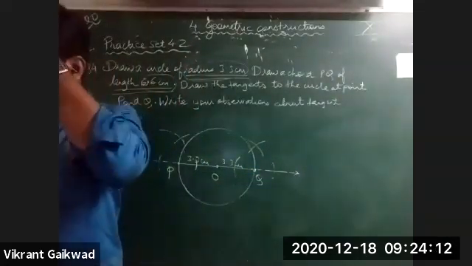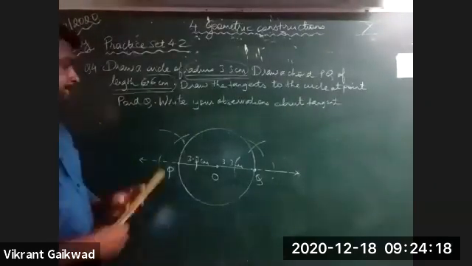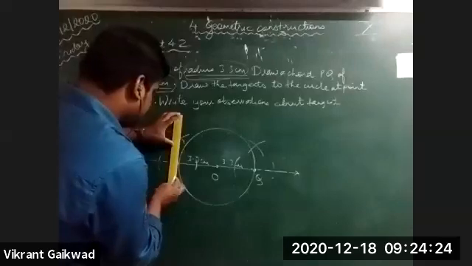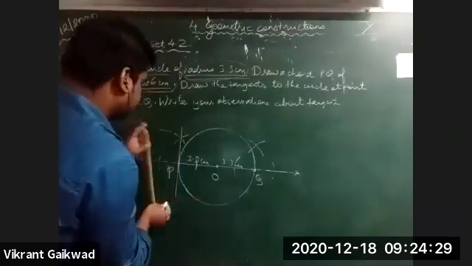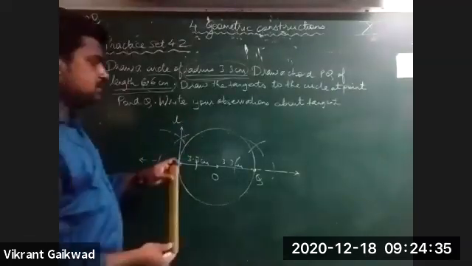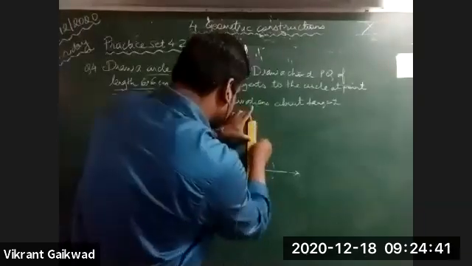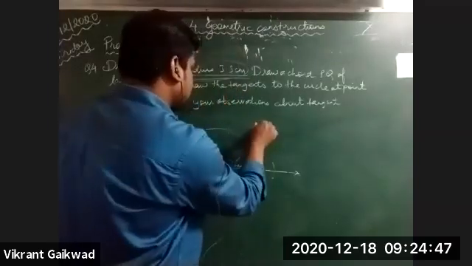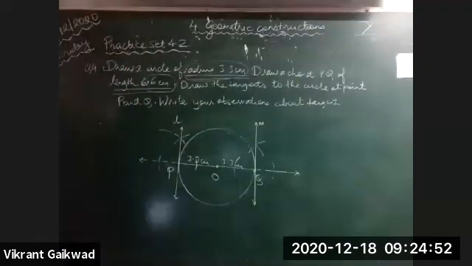Is this clear to all the students? Those who are raising their hands can unmute and ask. Join these arcs with point P. See, this is tangent L. And again, tangent M. Is this clear to all the students?